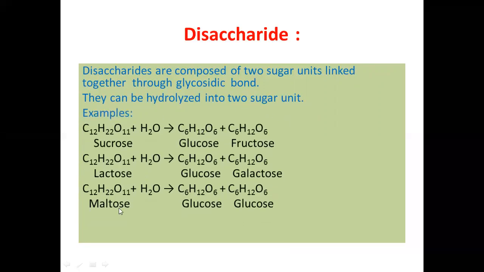Examples are sucrose, lactose, and maltose. Sucrose is made up of glucose and fructose. Lactose is made up of glucose and galactose. Maltose is made up of glucose and glucose. You can see galactose, glucose, fructose all have the same formula, all are hexoses.